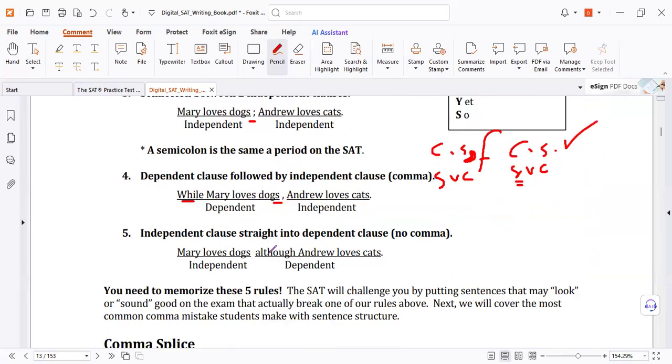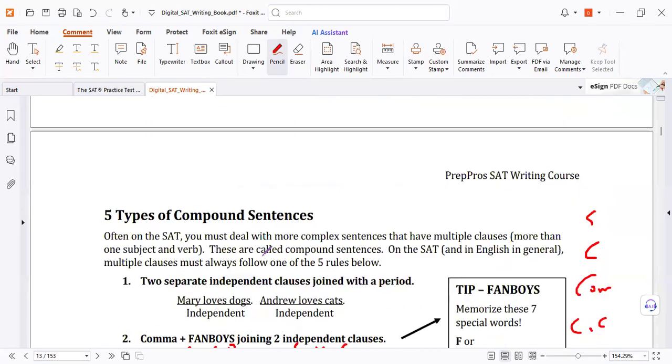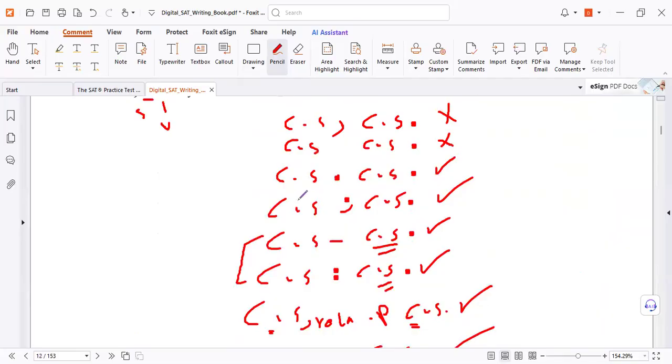That's why. Again, subordinating conjunction in the middle. No problem. So your job is to memorize these. Most common.